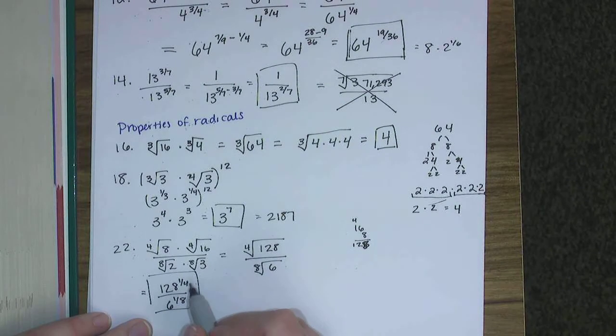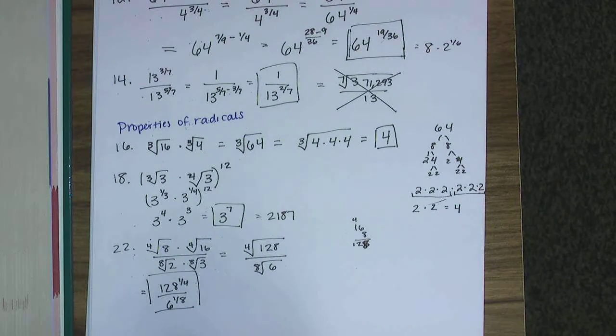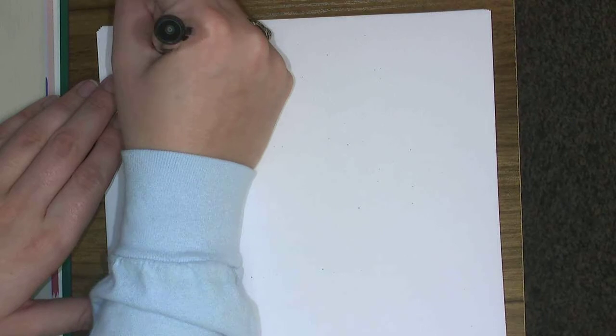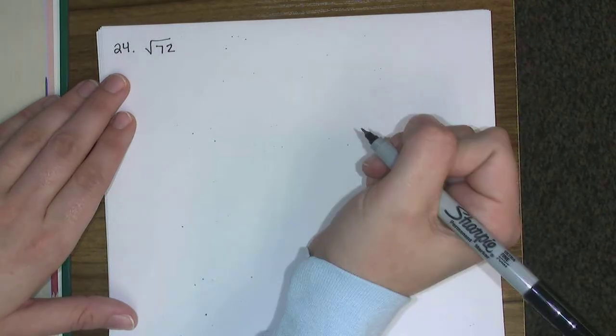Alright, so the next thing is to write the expression in simplest form. Okay, so stuff like 24. It's the square root of 72. This is where I said that a factor tree might come in handy. The way this works is you make a tree. You should have done this before.